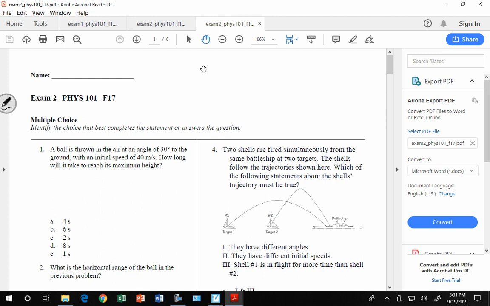Is there a particular question that involves finding the height? Like number 1 right here? Oh, yes. It's similar, but it's a little bit different. All these projectile motion problems are a little bit different because you ask for different things, or you might have different conditions that you're starting with. A ball is thrown in the air at 30 degrees to the ground, initial speed of 40 meters per second, how long will it take to reach its maximum height?